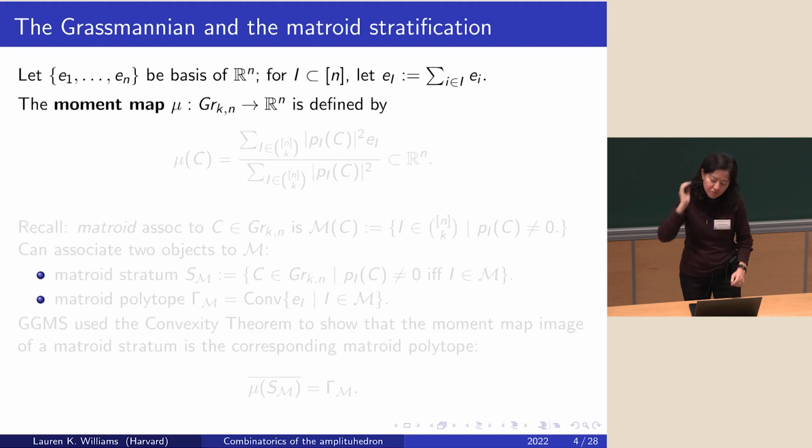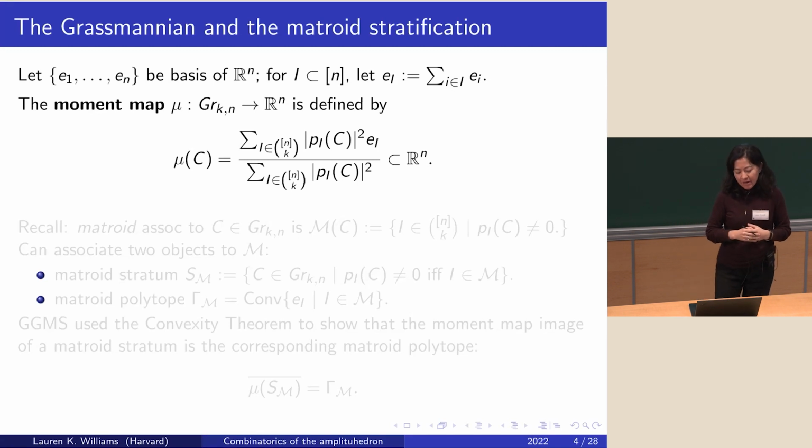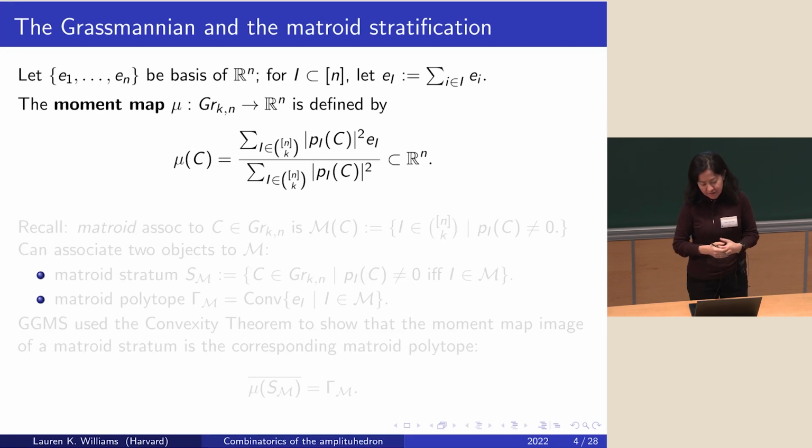And now we have a moment map from the Grassmannian to R^n defined as follows. So C here is our element of the Grassmannian, so it's a k by n matrix, if you like. And we map C to a point in R^n. And this is really just, think of it as a linear combination of the e_I's, weighted by Plücker coordinates. And in the denominator, I'm summing the squares of the Plücker coordinates, just so that the sum of my coordinates of all points adds up to 1. Will add up to k, actually.